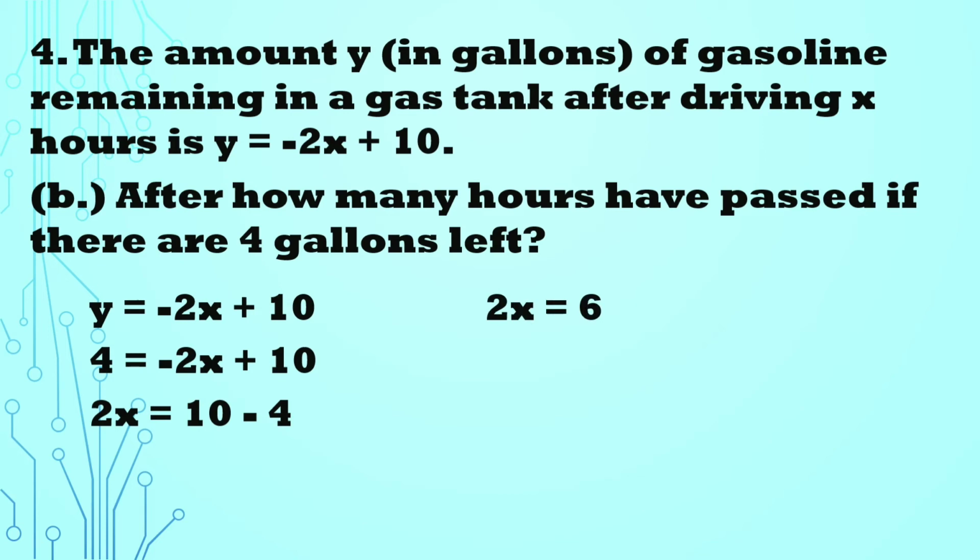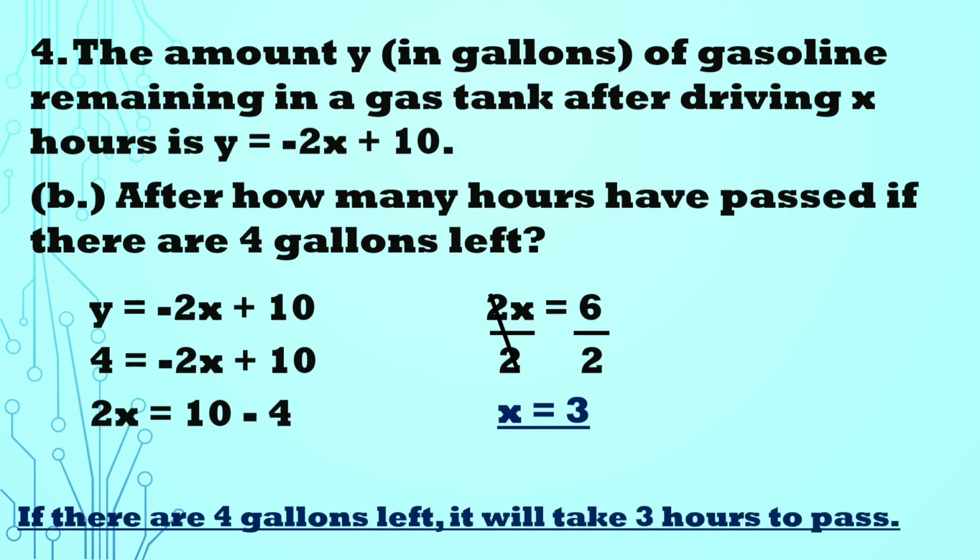And then, divide both sides by 2. So, kailangan natin tanggalin kasi 2 dyan sa tabi ni x. So, we have x equals 3. So, 6 divided by 2 is equals to 3. So, therefore, if there are 4 gallons left, it will take 3 hours to pass. So, yun yung ating sagot. So, pagkalipas ng 3 oras, meron na lang tayong matitirang 4 na galon ng gasolina. Ayan.